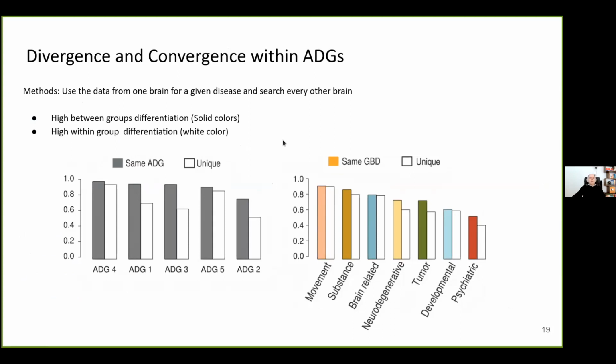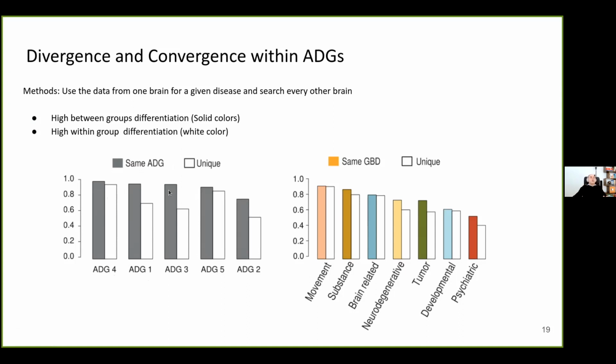To answer this question, we took the expression pattern of each disease from one brain, and then we looked at the other 5 brains and asked what is the closest expression across these 4D brain disorders to the expression pattern from the first disease. When we found the disease to be from the same ADG group, we call it a success. You can see it as a solid color on the left. And if we find the exact same disorder, then it's also a success for the unique recognition of the disorder.